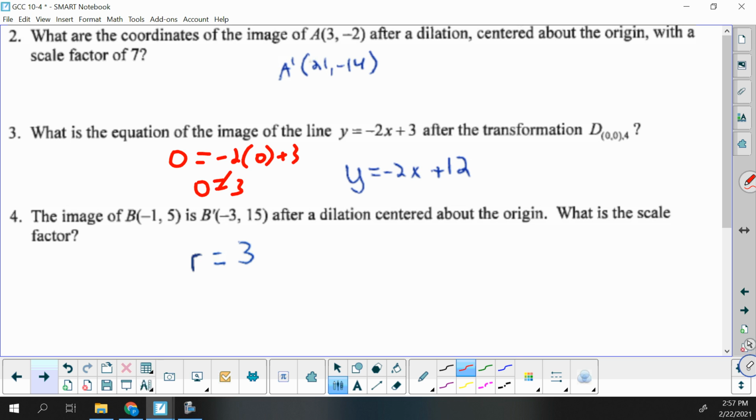-1 times 3 is -3. 5 times 3 is 15, so that's why our scale factor is 3 in number 4.